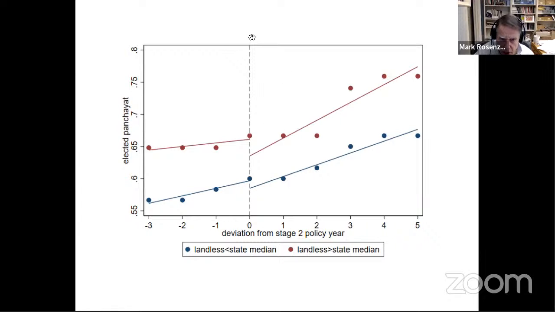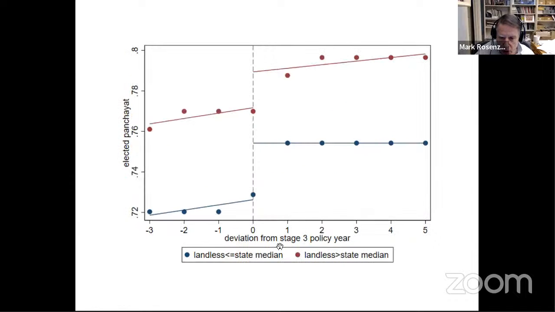So let me be clear, because I misstated something at the beginning here. The zero is when the amendment came into effect. Okay, and the left-hand side is the years before the amendment, what was happening to democracy in the villages. And what you can see is the villages with a higher landless share, the red, were already more democratized than the villages that had a below median landless share. But then after the second stage amendment, there was an advance in the trend in the landless versus the landed median villages. The results are more stark when we look at the third stage amendment.